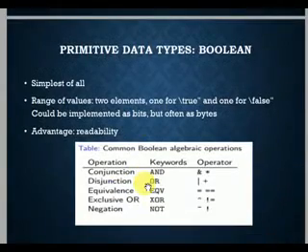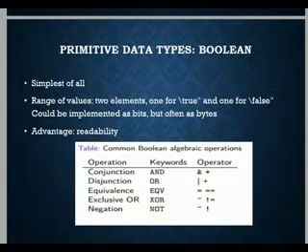Then the next and the simplest type is the Boolean type, which is the simplest of all. It includes two values, true or false. So this range of values has two elements, one for true, one for false. Mostly 1 is for true, 0 is for false. And the advantage will be readability. The advantage of the Boolean type is that it increases the readability of programming languages.